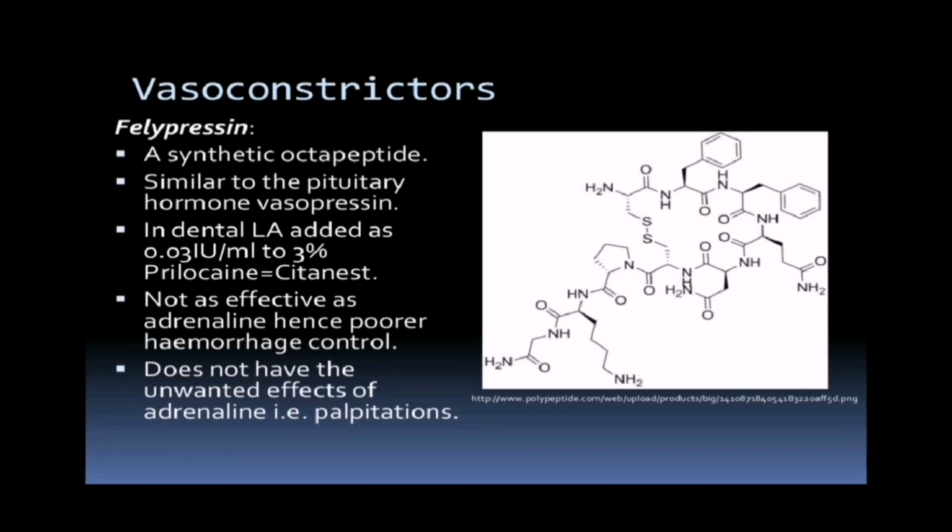Vasoconstrictor. Felypressin is a synthetic octapeptide similar to the pituitary hormone vasopressin. In dental LA, it is added as 0.3 ml to 3% prilocaine. It is not as effective as adrenaline, hence poorer hemorrhage control occurs. It does not have the unwanted side effects of adrenaline, such as palpitation.